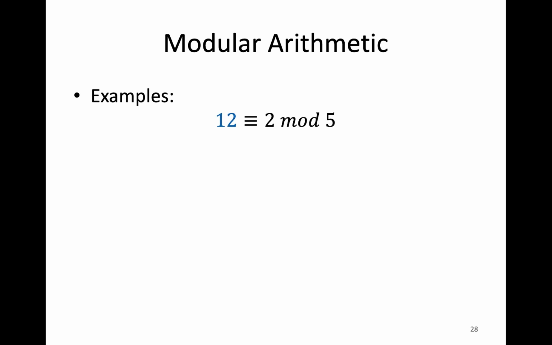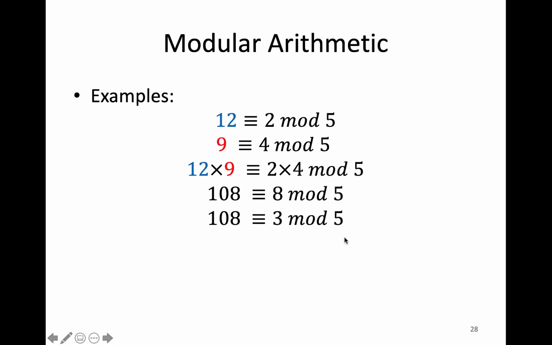So examples. 12 is congruent to 2 mod 5, 9 is congruent to 4 mod 5. When I multiply the numbers, then I know that 108 is congruent to 8 mod 5. 8 actually means 3 in a 5-hour clock. So now we can test it. 108 minus 3 is 105. 105 is 21 times 5. So 108 is congruent to 8 mod 5.